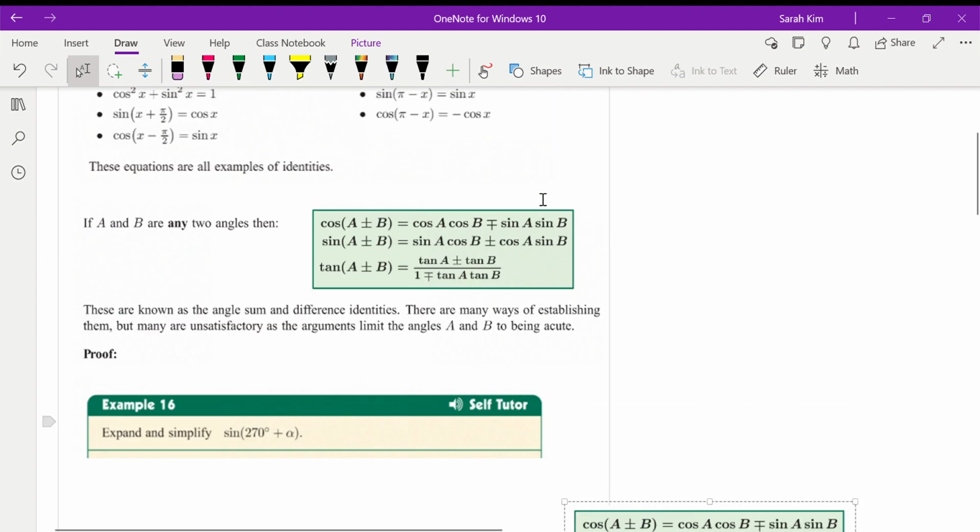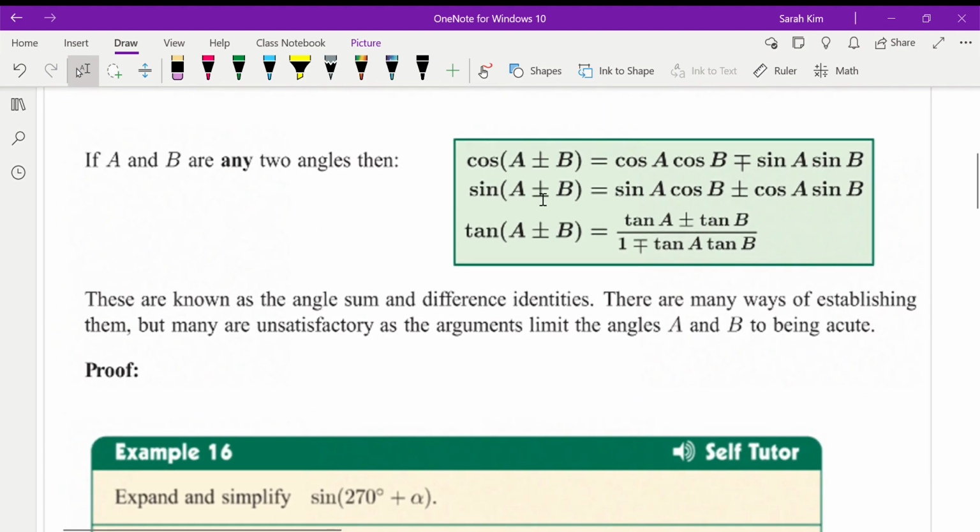So the most important thing is for you to copy this green box down first. If A and B are any 2 angles, then cos of A plus or minus B ends up being cos A cos B, and if it's a plus, it becomes a minus. If it's a minus, it becomes a plus. So that's why the sign is flipped, of sine A sine B. Sine of A plus or minus B becomes sine A cos B plus or minus cos A sine B. Tan of A plus or minus B, if it's a plus, it becomes a plus. If it's a minus, it becomes a minus, but opposite for the denominator.